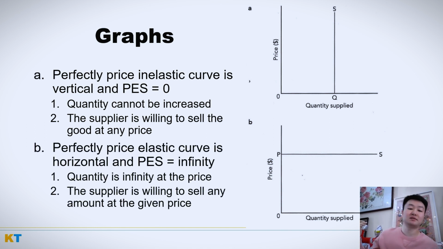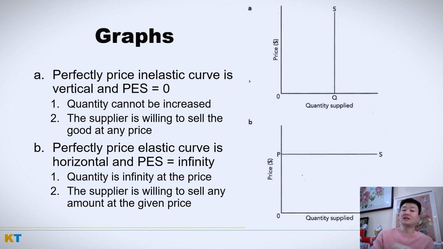The other situation is perfectly price elastic, right? So it's just like perfectly price elastic demand, the curve is horizontal, and in this situation, the PES is infinity, okay? In other words, at the given price, the seller is willing to supply any quantity, as much as possible, right? I'll sell as much as possible, okay?